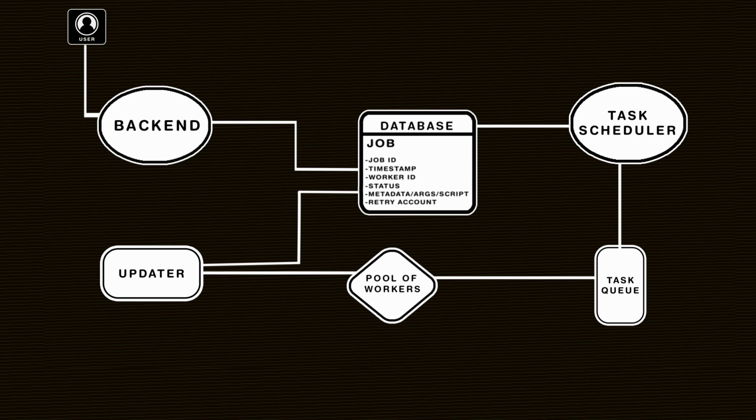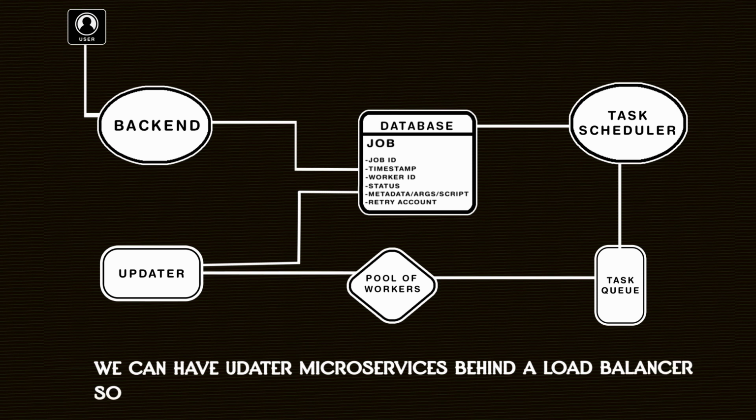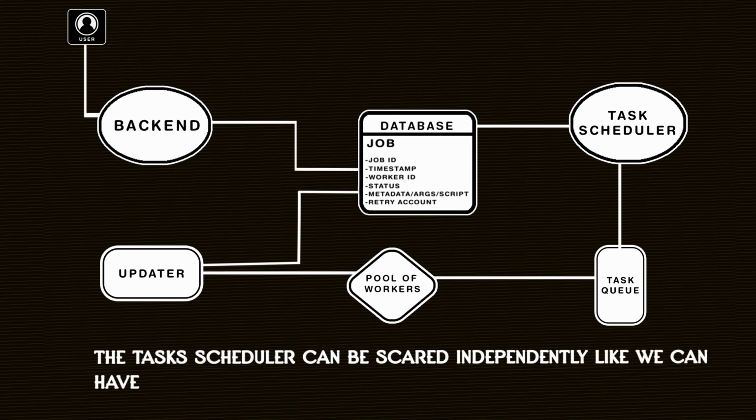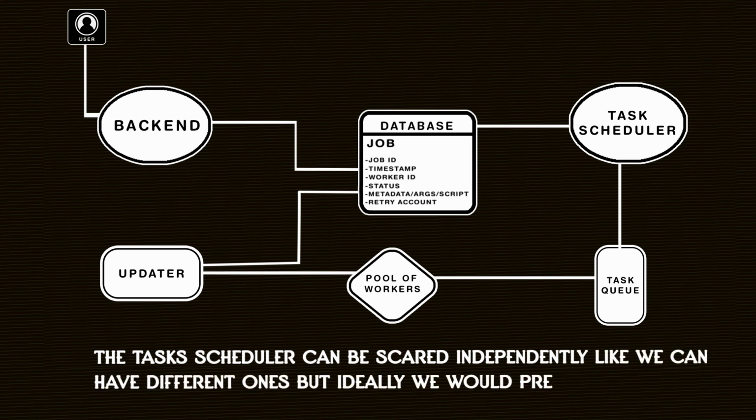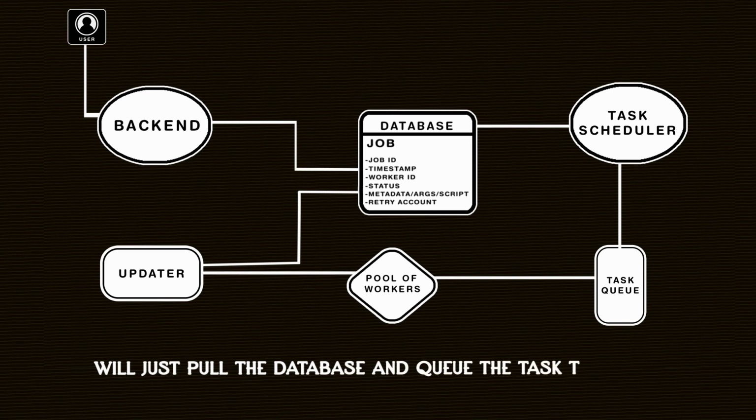Each and every service can be scaled independently. We can have like hundreds and thousands of workers. We can have updater microservice behind a load balancer, so that can be scaled by itself. The task scheduler can be scaled independently, like we can have different ones, but ideally we would prefer only one microservice which will just poll the database and queue the task to the task queue.